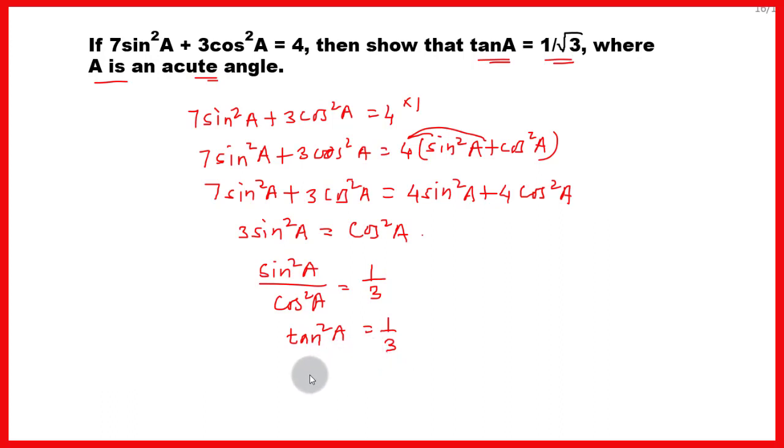Taking square root of both the sides, we will get tan a, which is equal to square root of this, that will be 1 upon root 3. And here we have got the value of tan a as 1 upon root 3.